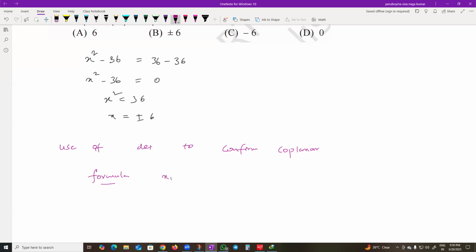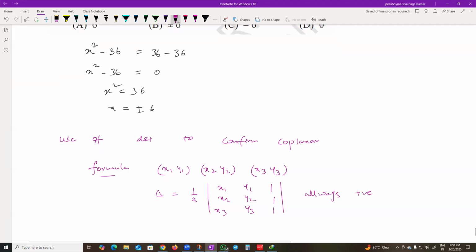The first one is, for example, you are given x1, y1, x2, y2, and x3, y3, 3 different points, and it is said to you these 3 points form a triangle, and find out the area of the triangle. Then you can use this formula: 1/2 det of x1, y1, 1, x2, y2, 1, and x3, y3, 1. Whether it is negative or positive, remember, always take positive, because it's area, it should always be positive. Remember this point.